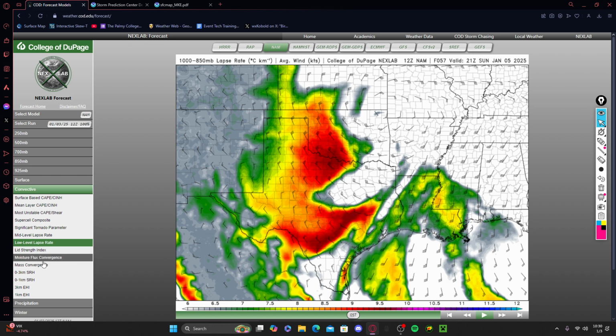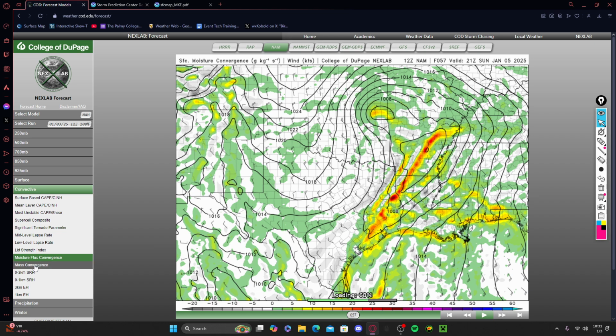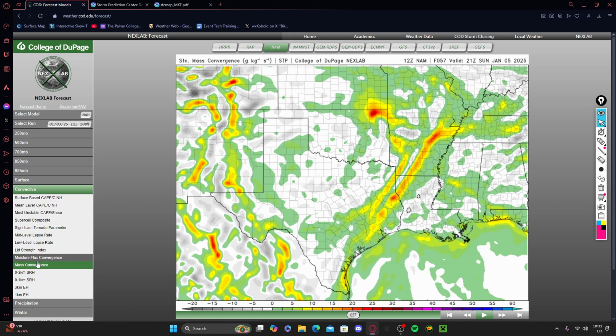And lastly, some of the last things we'll look at are these two: moisture flux convergence and mass convergence. I don't usually look at this one, I just look at mass convergence because they're very similar. Mass convergence is just how much things are pushing together. So where are wind vectors pointing towards each other? If you have wind here and wind here, you'll get some convergence along this boundary. And that's probably where our storms will be developing.